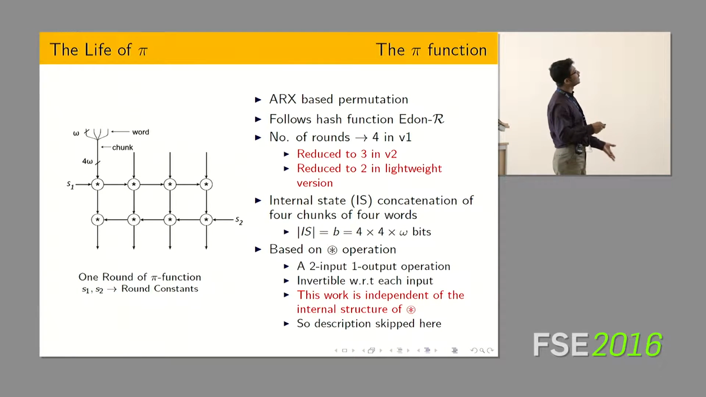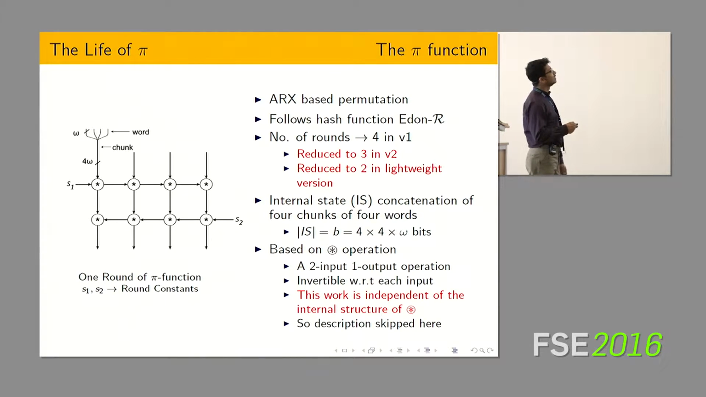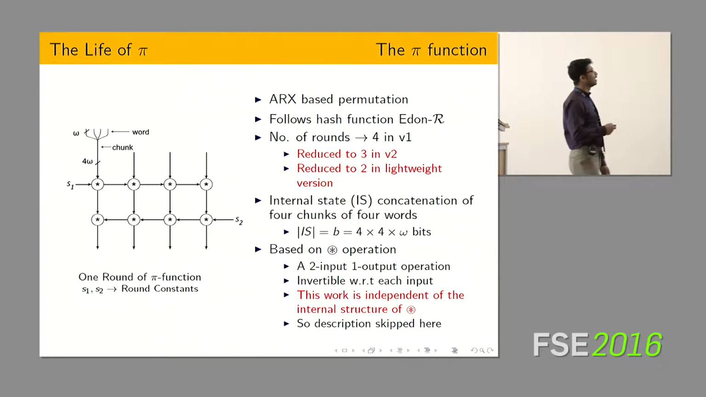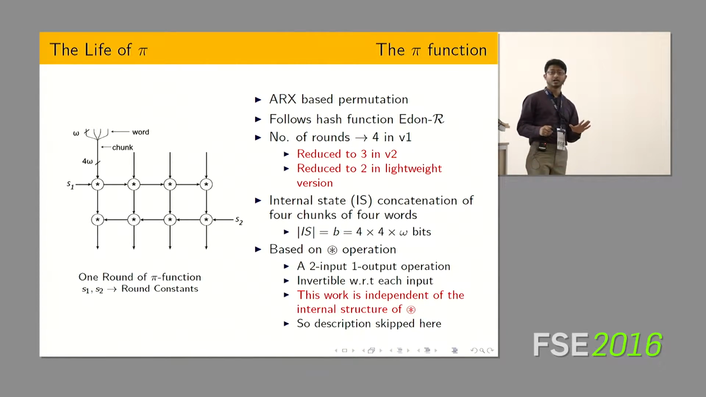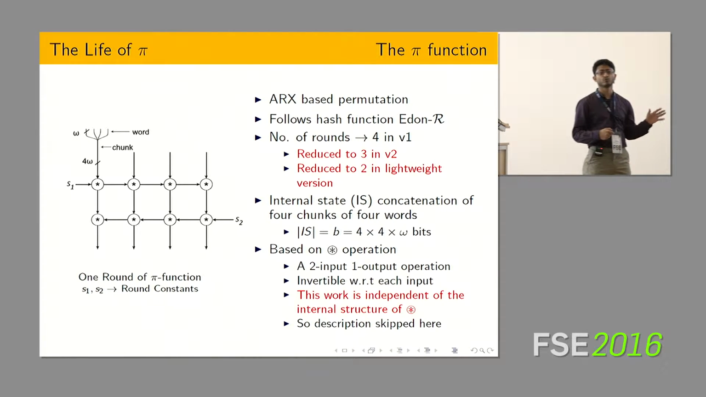As you can understand, the internal state is 16 omega bits. And you can find the star operation here, and inside the star operation is actually all the ARX things going on. The star operation, as you can see, is a 2 input, 1 output function, and it's invertible with respect to each input. This work, I must say, does not depend on the internal structure of the star operation. Hence, we'll skip the description here. If you want to look at it, you can look at the submission document.